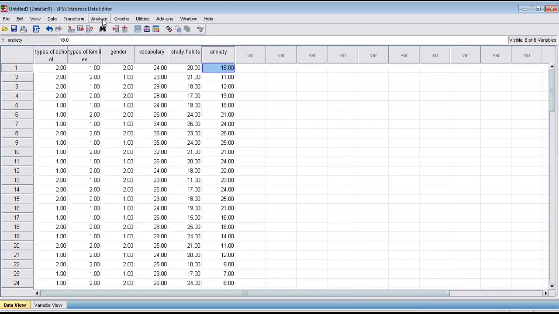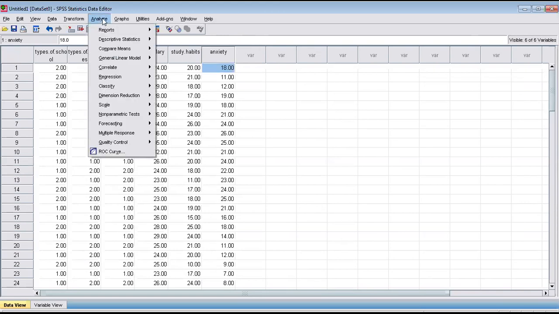Okay. Now let us see how do we analyze it. Now we first go to analyze. Now after that, where should we go? Think about it. If you have thought that we should go to the general linear model, then you are right. So you click on the general linear model and then click on the univariate.